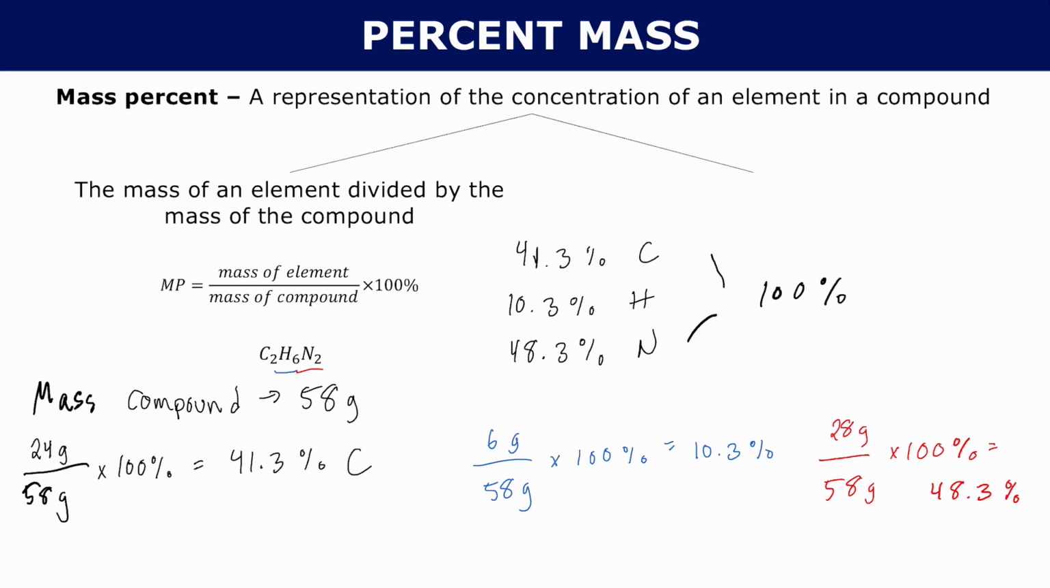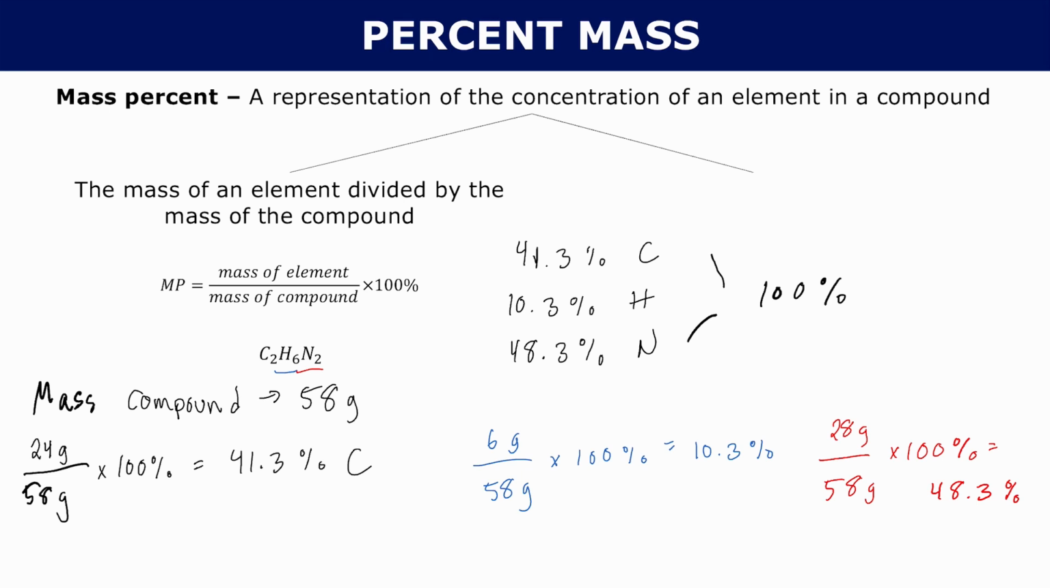All your mass percents of an element should equal 100%. So if you do some calculations and you realize at the end all of it doesn't add up to 100%, or very, very close to 100% with rounding, then something went wrong and you should check your work again.